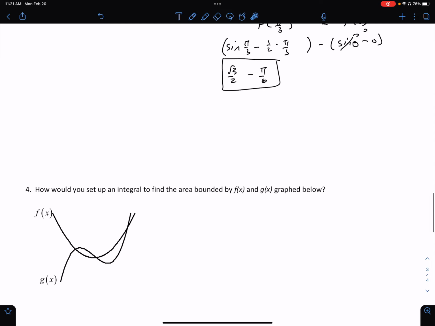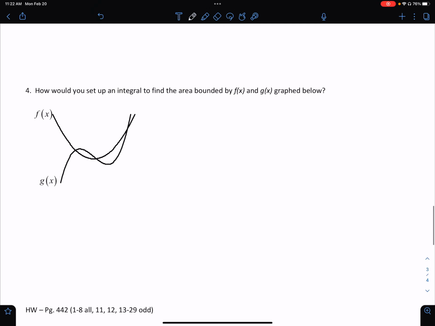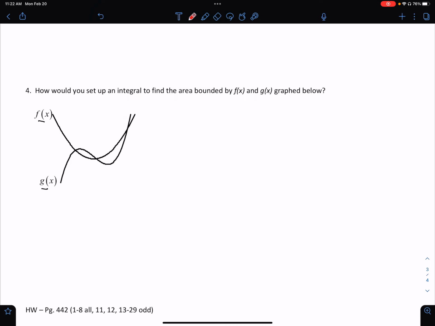All right, let's see. Oh, look, here's another one. So here's a question for you then. What would happen if we want to find the area bounded by the following two functions, f and g? If you notice here, we have this region in between, but they meet here.